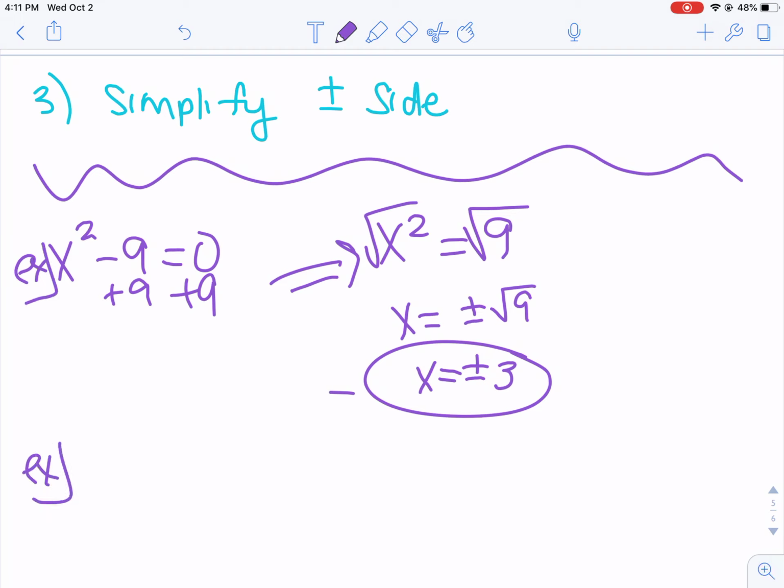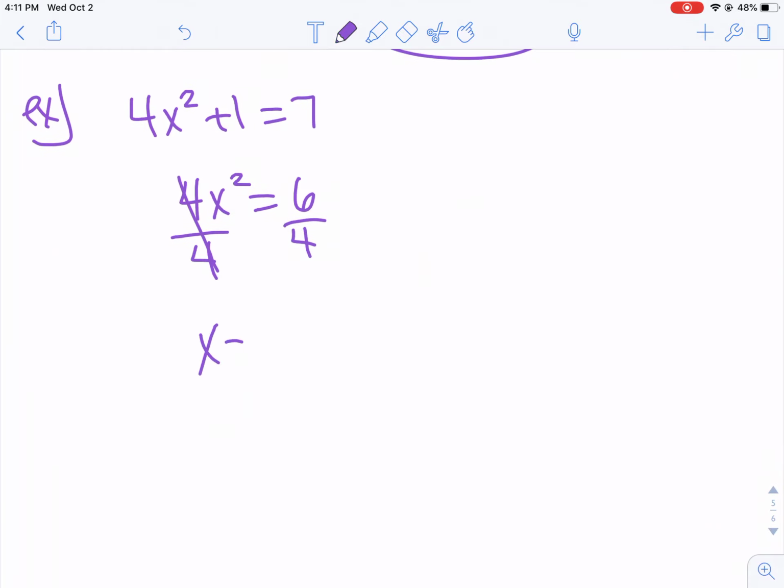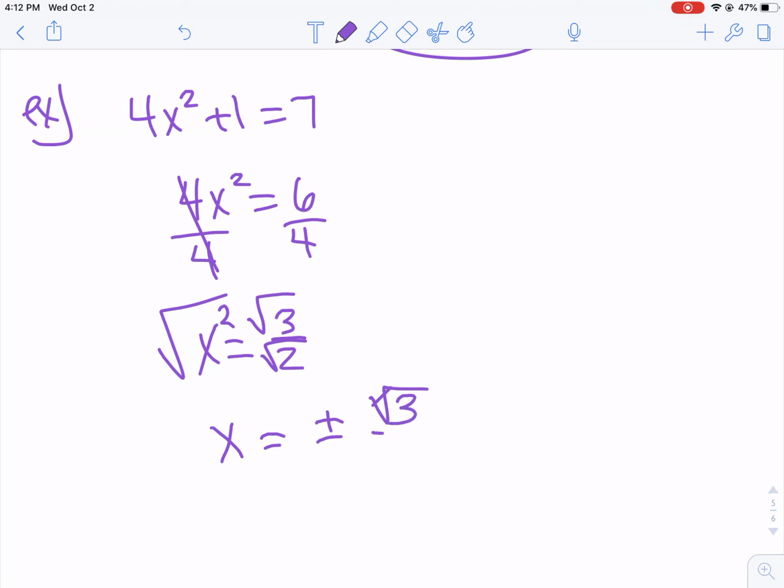Okay, so we're going to do another example of that. I have 4x squared plus 1 equals 7. My first step would be to subtract 1 from both sides, so I get 4x squared equals 6. Divide by 4, so I get x squared equals 3 over 2. Well, when I square root a fraction, you have to square root the top and square root the bottom. So this is x equals plus or minus the square root of 3 over the square root of 2.